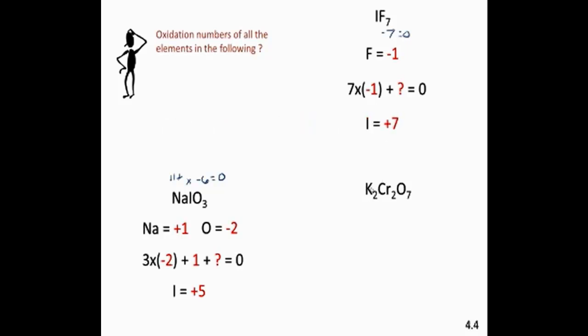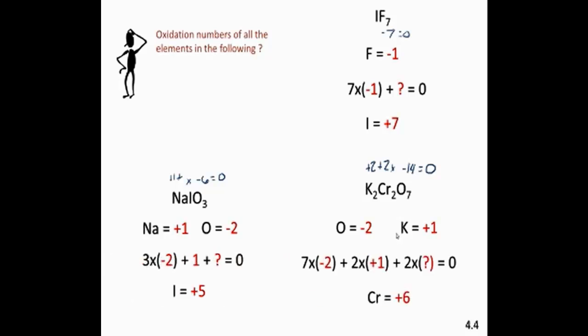And then down here, potassium, it's an alkali metal, so it's a +1. Oxygen's typically -2. So again, if we have 7 oxygens, that is -14. And we have 2 potassiums, that's a +2. And now we're really going to go +2x equals 0 again. So we're going to find out that chromium in both these cases is a +6.